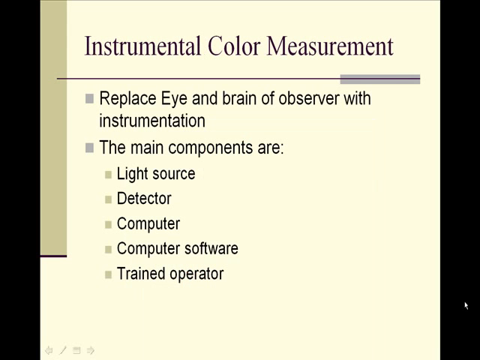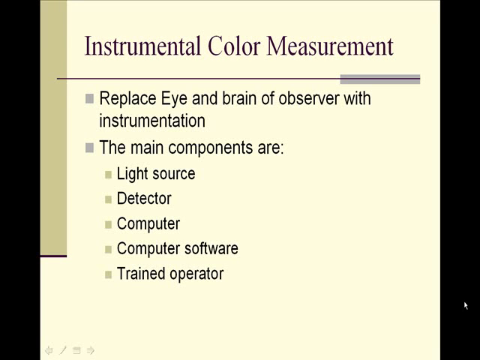So when we do instrumental color measurement, what we're actually doing is replacing our eye and brain with instrumentation. So the main components that are part of our instrumental color measurement are the light source that produces the light that falls on our object, and a detector that measures the light that falls on our object.